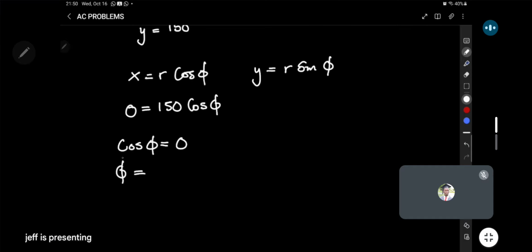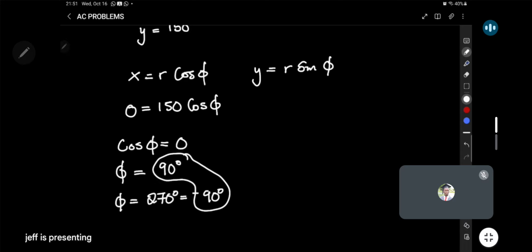Well, for cos to give us 0, the angle has to be 90 degrees, or the angle has to be 270 degrees. But here, instead of 270, sometimes it will be presented as negative 90 degrees. So, in other words, these are the two possible angles that will ensure that cos gives us a 0. But which one are we going to work with?